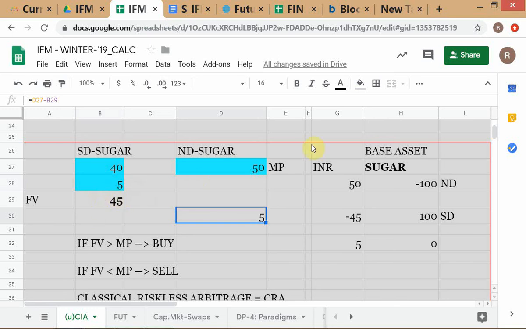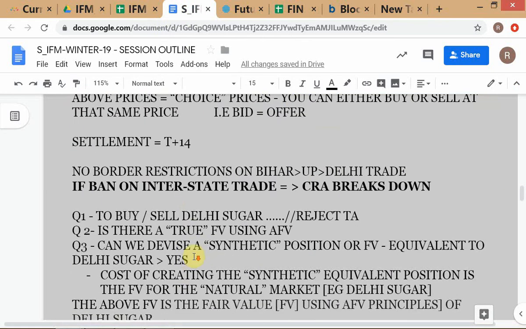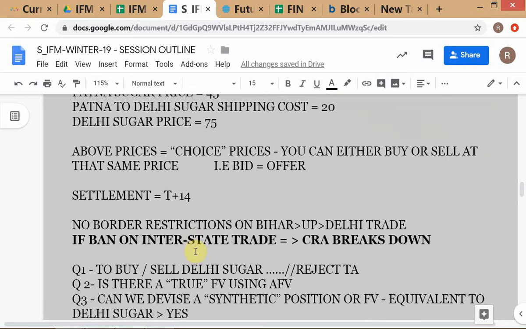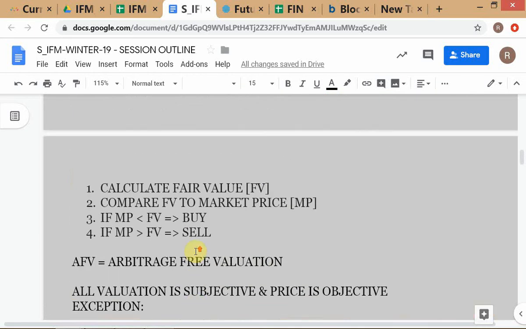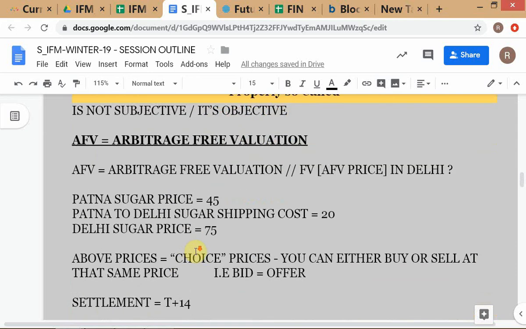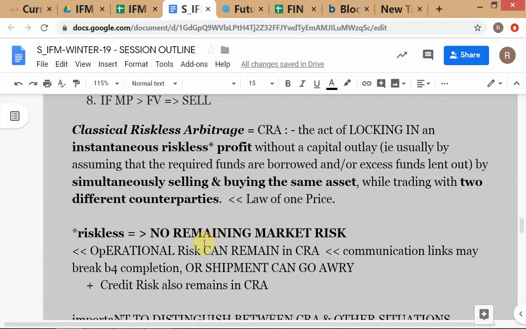So the other important concept that we have to understand here is this concept of classical riskless arbitrage. I put all the notes here, I may reorganize a little bit. But the other important point, which should be understood, we can use this example itself as understanding classical riskless arbitrage. So we have to understand another term. Why have I used this term, classical riskless arbitrage?